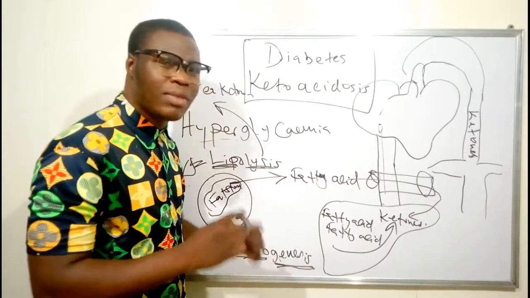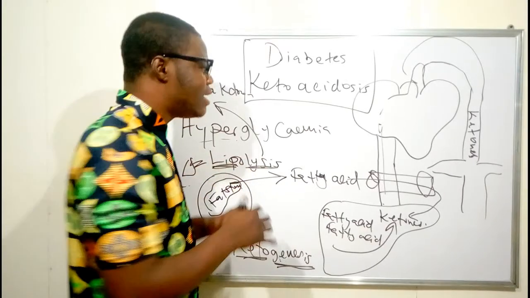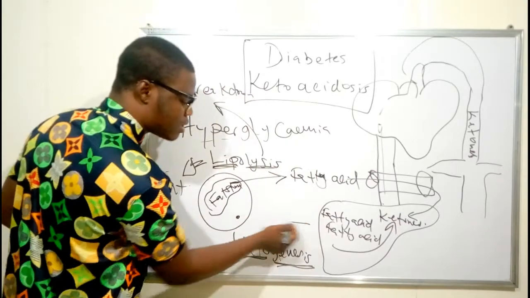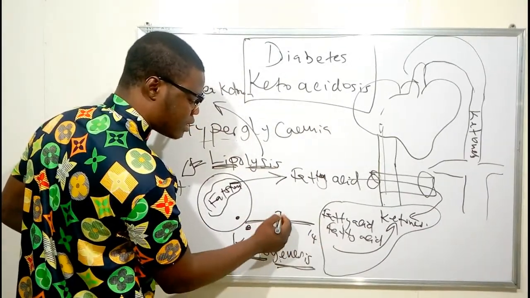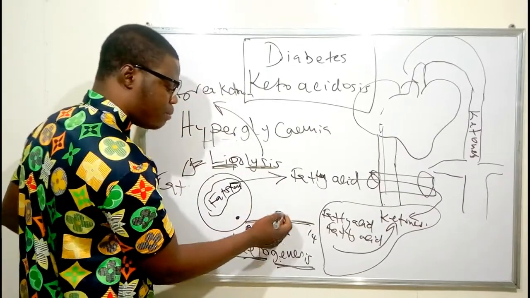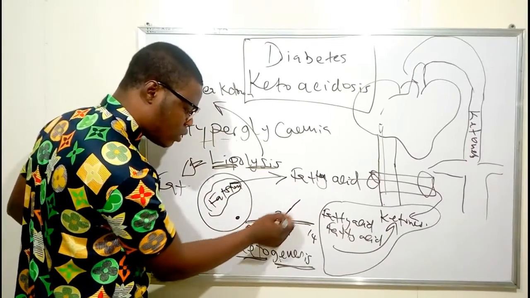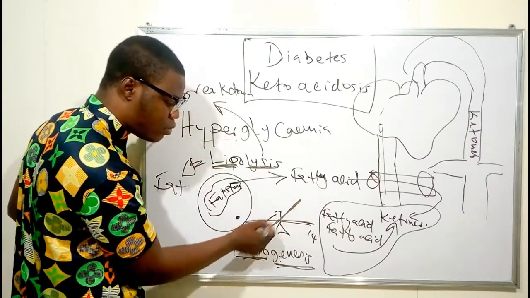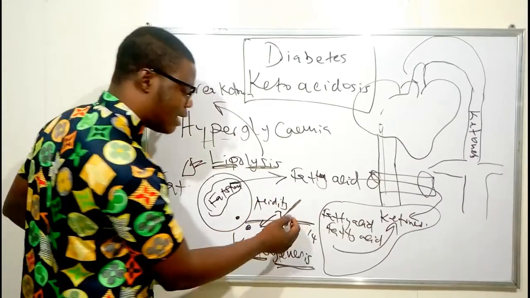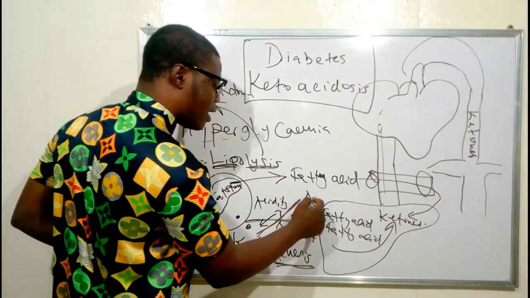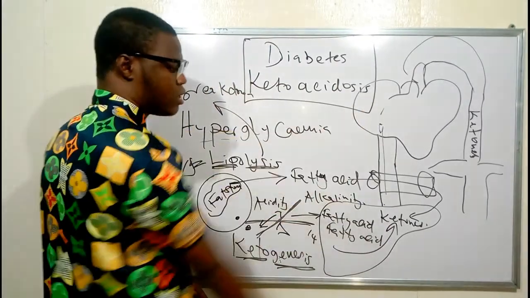But this ketone is acidic, it's a weak acid. So because it is a weak acid, it is going to do what? Now remember, from our pH scale, we have 0 to 14, with neutral being 7. Because ketones are now depositing in the body, they are going to tilt the pH scale below 7, and that is going to lead to acidity, because below 7 is acidity, and above 7 is alkalinity.